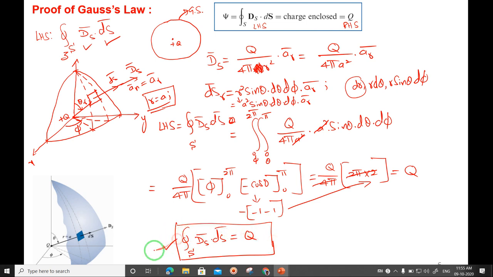I hope you understood this. The closed surface integral of the electric flux density over the closed surface is equal to the charge enclosed, and it is also equal to ψ. Ψ is equal to the closed surface integral of D·dS, equal to Q. One and the same. I hope you understood this.